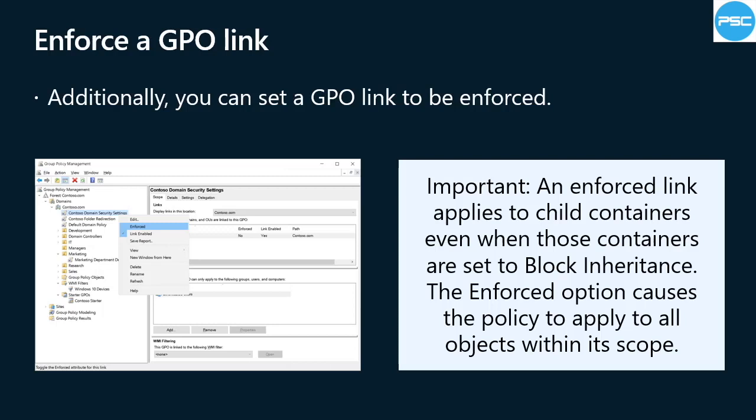Enforcement is useful when you must configure a GPO that defines a configuration that's mandated by your corporate IT security and usage policies. Therefore, you want to ensure that other GPOs that are linked to the same or lower levels don't override those settings. You can do this by enforcing the GPO's link.